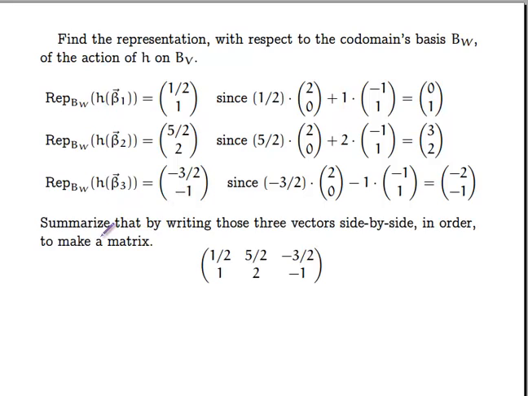All right, now we can summarize the result of this linear transformation by writing these vectors side by side in order to make a matrix: 1/2, 1, 5/2, 2, minus 3/2, 1. Okay, of course the 1/2, 1 comes from up here, and so on. It's not clear at this point why you'd want to write it this way, but you'll see shortly.